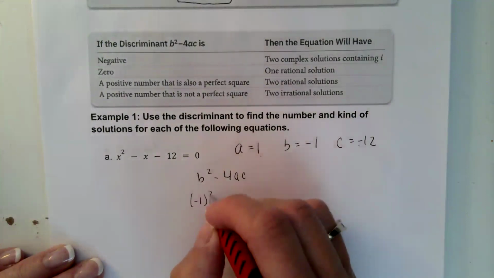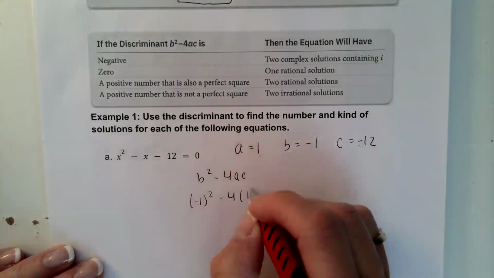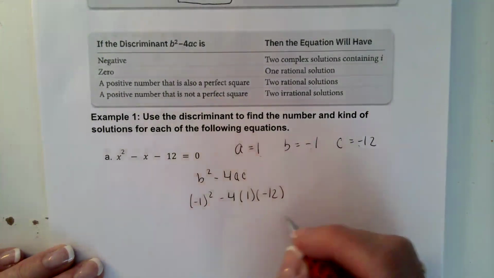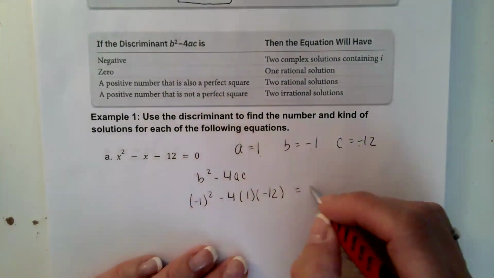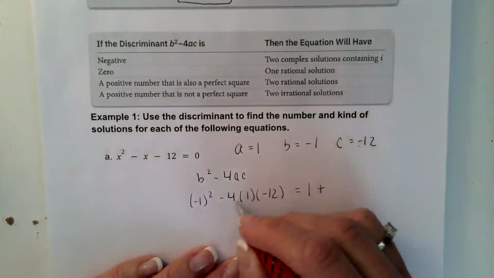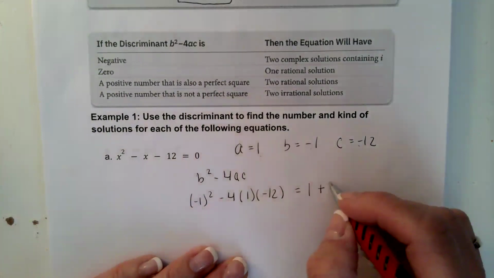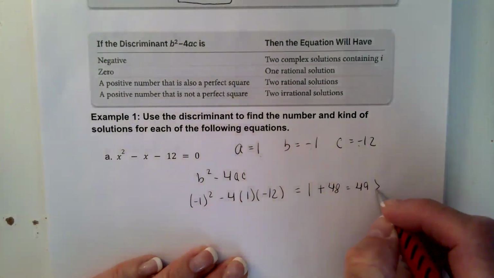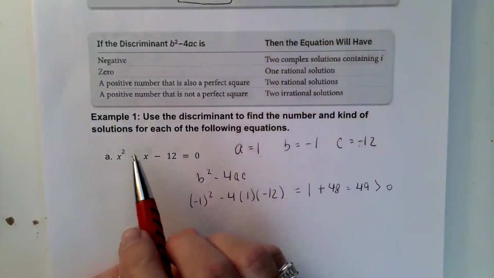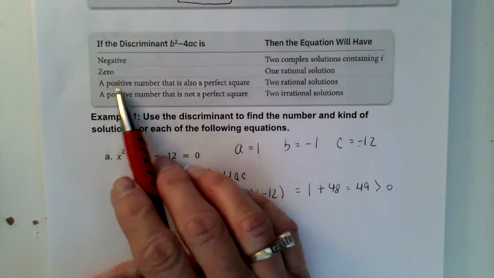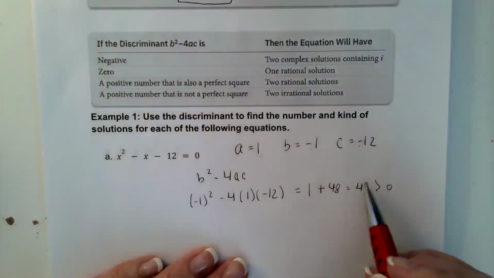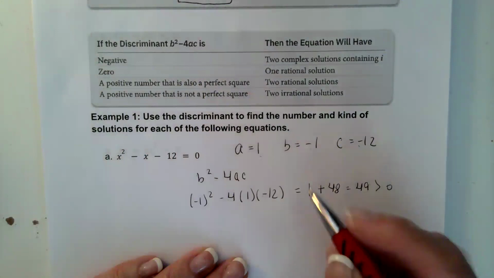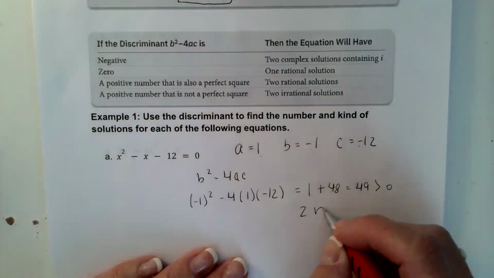That would be -1 squared minus 4 times a times c. This will be 1 plus, because it's a negative times a negative, 48. So it's 49, which is greater than 0. So it's a positive number that is a perfect square. 49 is a perfect square, so it's two rational solutions.